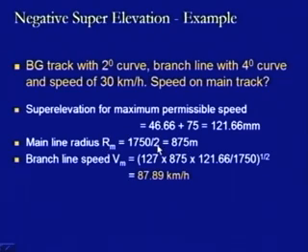Based on the degree of the curve of 2 degrees, we get the speed by using the formula, and we find that this value comes out to be 87.89 kilometers per hour. So, we can say roughly around 85 kilometers per hour is the speed on the main track, which is provided with a 2 degree curve. This is how we can compute the value of the negative super elevation and super elevation on the 2 tracks.